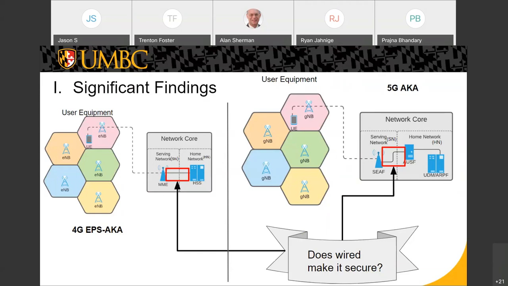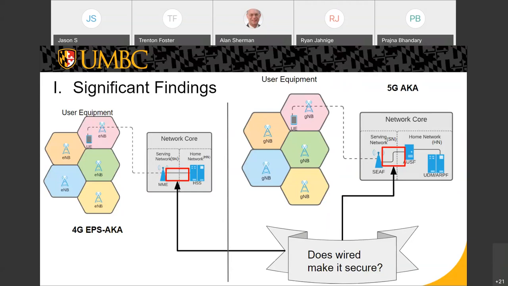In these diagrams, you can also observe that the channel between the UE, user equipment, and the serving network, we have a dotted line. That's mainly to signify that this channel is not wired. But on the other hand, the channel between the serving network and home network is a wired connection, which we have shown as a solid line and highlighted in red.